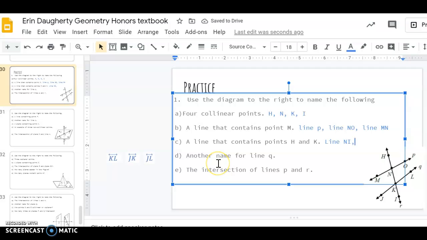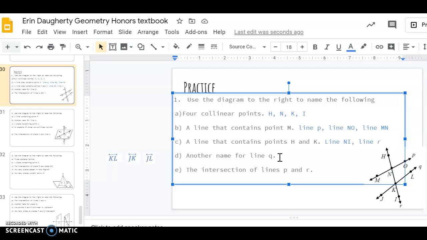I can also specify it by just saying line R, and R is italicized. I'm not much of a stickler on the italicizing. You can also say line KH. There's a few different options for this.